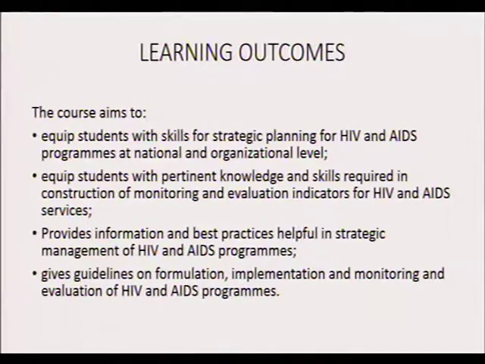Learning outcomes. The aim of the course is to equip students with skills for strategic planning for HIV and AIDS programs at national and organizational level, equip students with pertinent knowledge and skills required in the construction of monitoring and evaluation indicators for HIV and AIDS services, provide information and best practices helpful in strategic management of HIV and AIDS programs, give guidelines on formulation, implementation, and monitoring and evaluation of HIV and AIDS programs.